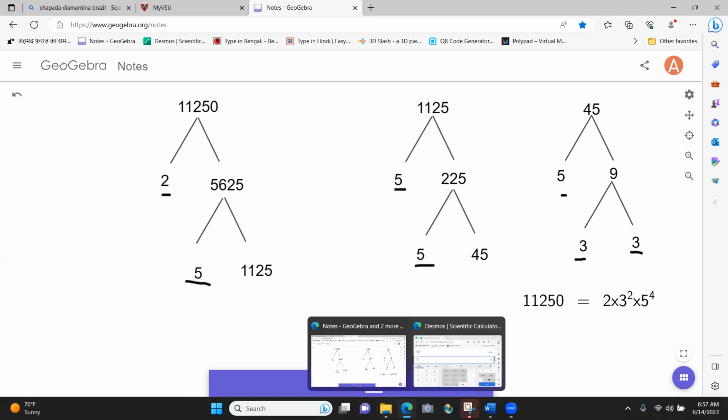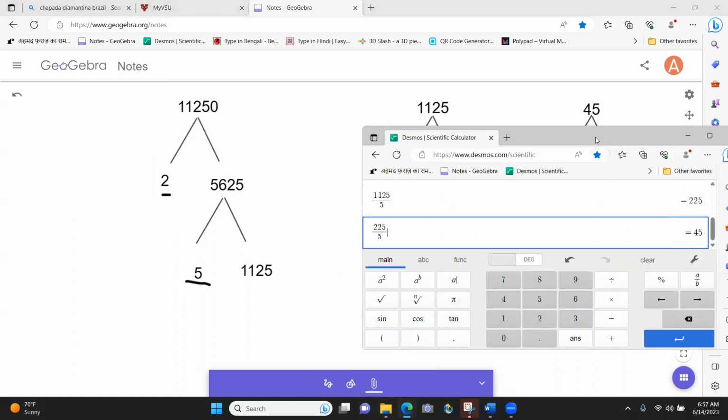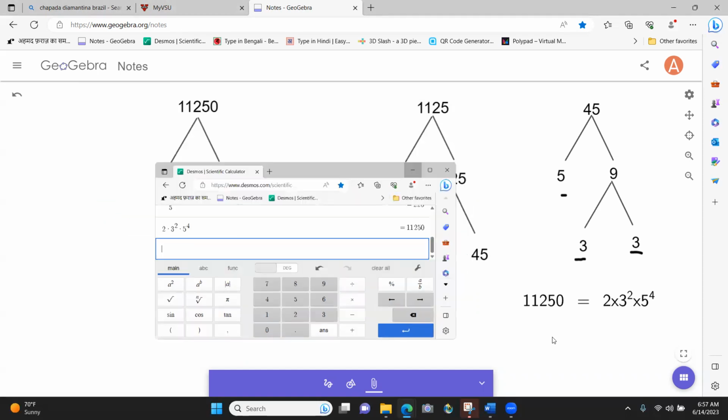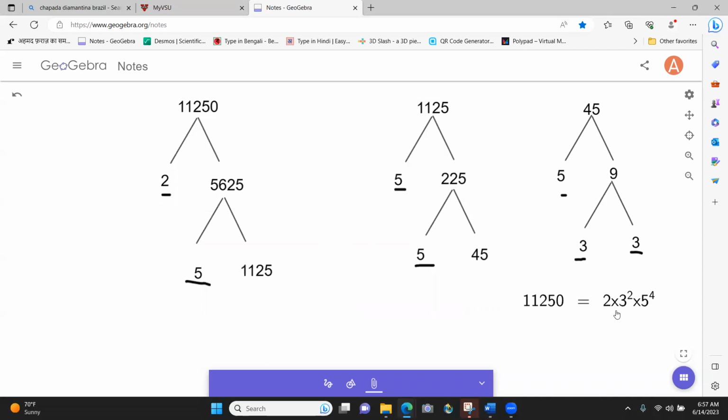So I'm going to check if it matches. Yes, so I know I'm right. Again, ideally, start with the smallest prime number and then move up and write your powers correctly. So that takes care of that particular problem.